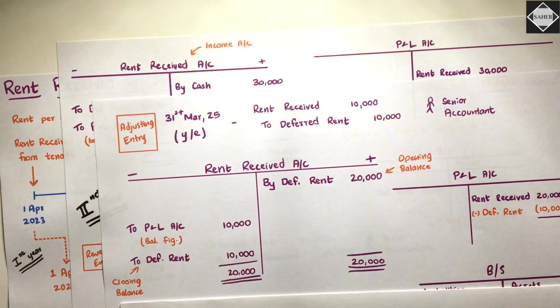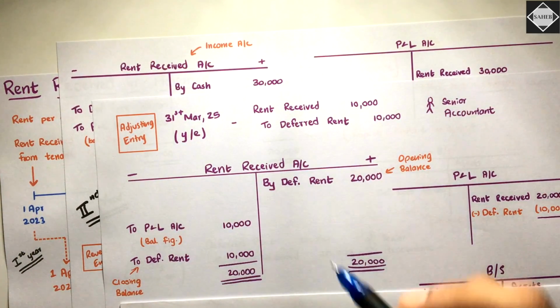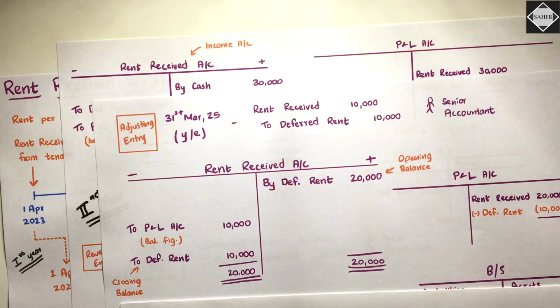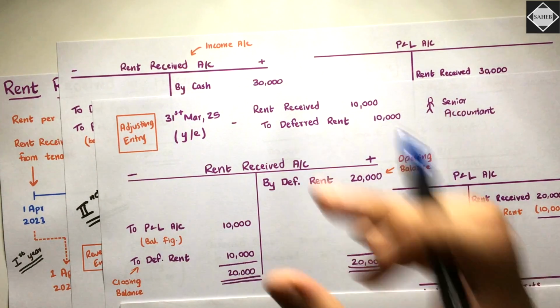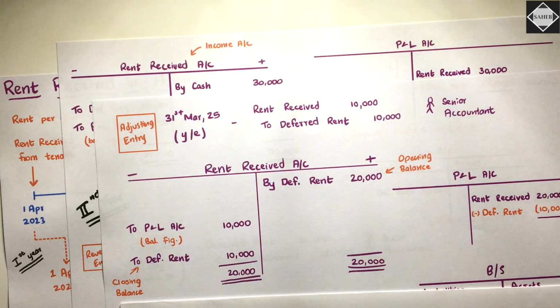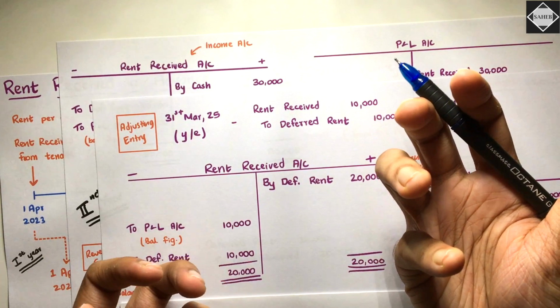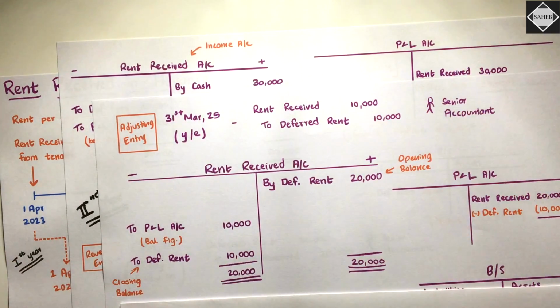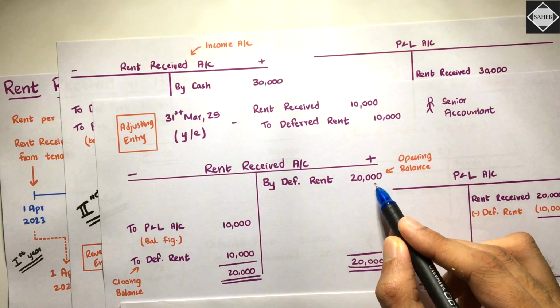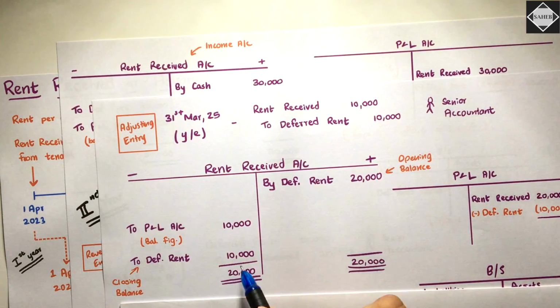The shortcut of preparing this is very simple. Understand. Okay, deferred rent is a liability account. Remember, a liability account always has its opening balance on the credit side and closing balance on the debit side. It's always like this. Fine. So here also you have to remember that the opening balance of deferred rent will be on the credit side and the closing balance will be on the debit side.